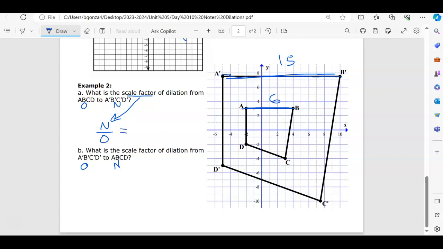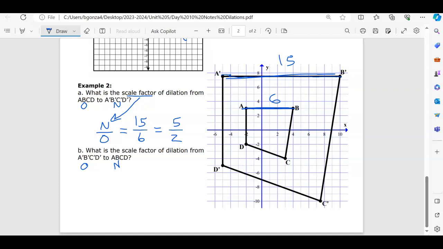Now you tell me, look right here. If the primes are new, which number is the primes? 15 or 6? 15 has the primes on all the letters, right? So when it's new over old, it's going to be 15 over 6. And if you type it in your calculator, it does reduce to 5 over 2. Okay?